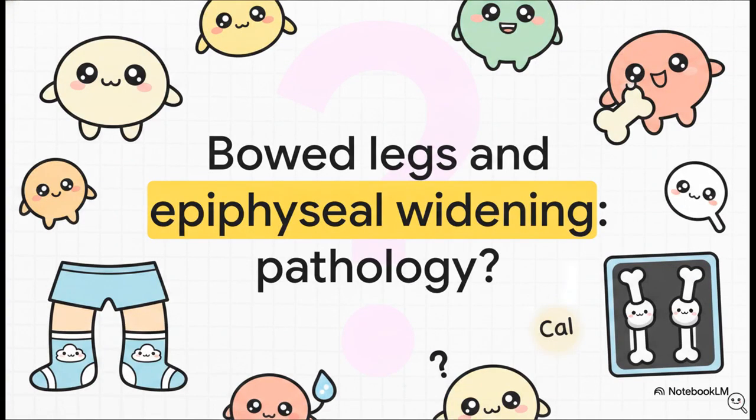All right, our final case. A child presents with noticeably bowed legs and X-ray findings showing epiphyseal widening. What's the underlying metabolic pathology here? Is it increased osteoclastic activity, decreased osteoclastic activity, defective bone mineralization, or defective renal absorption of calcium?